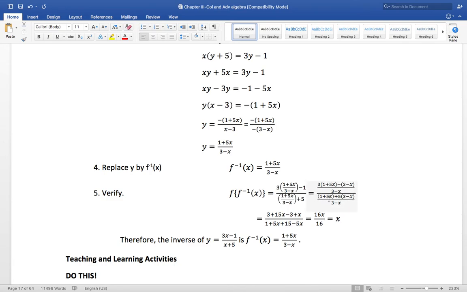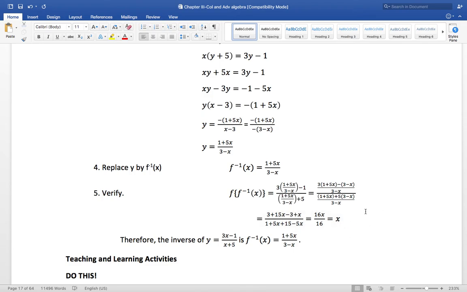Okay, now let's simplify this like what we did in the numerator. So you will have 1, then plus 5x, plus 5 times 3 is 15. 5 times negative x is negative 5x. Okay? So simplifying further, 3 minus 3 is 0. 15x plus x is 16x. 5x minus 5x is 0. So you will have 1 plus 15 is 16. So 16x all over 16. 16 will cancel out and you will be left with x.